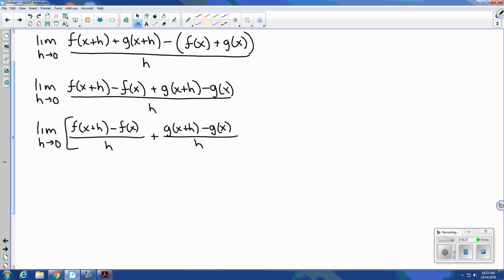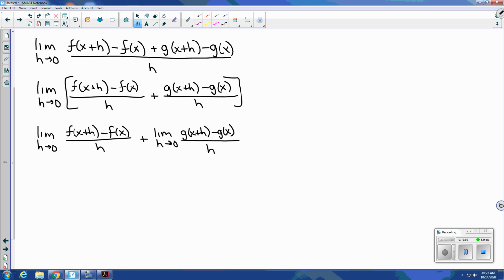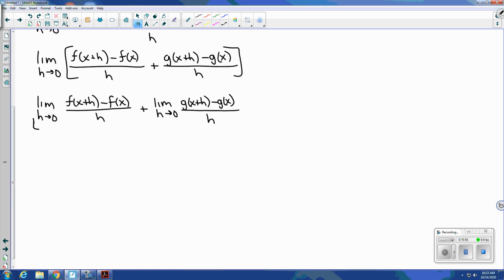Now, taking the limit of a sum of two things can be found by taking the limit of each piece and then adding them together. So we can rewrite this limit. Now, what does this do for us? Well, you should be able to see that this first limit is the limit definition for the derivative of a function f. So this whole thing is f prime. Over here, you should recognize that this is the limit definition for the derivative of a function g. So this is g prime.